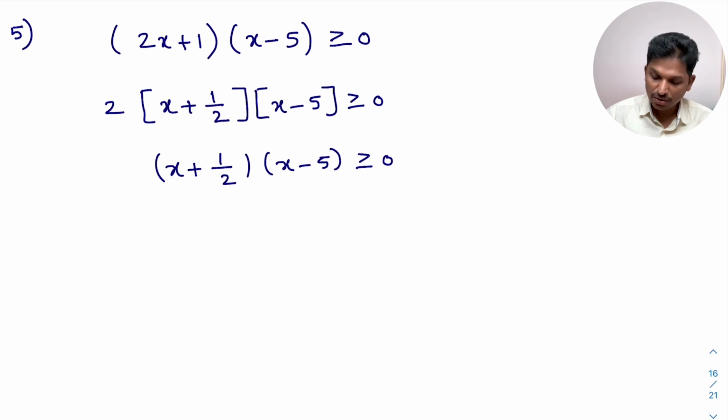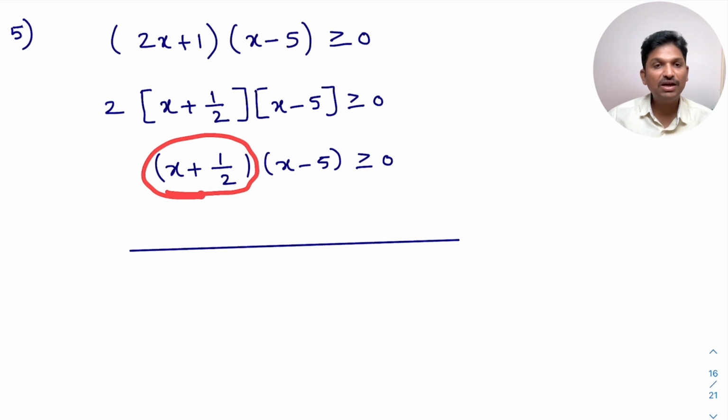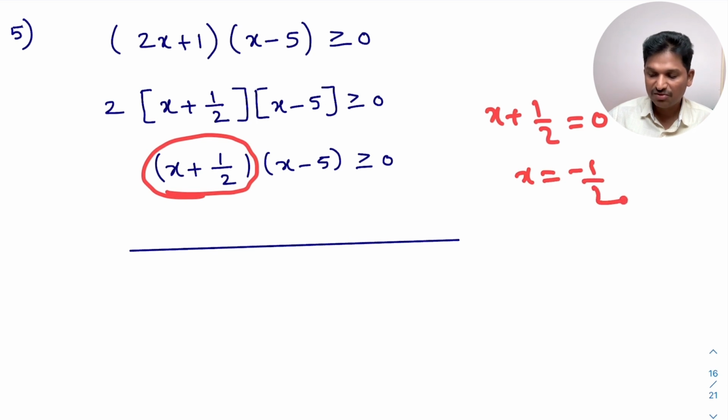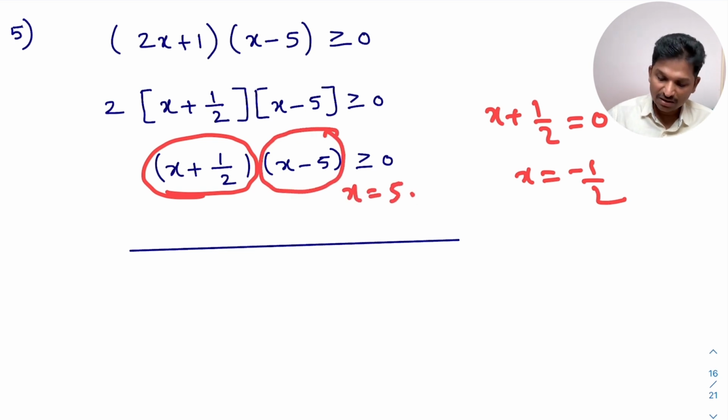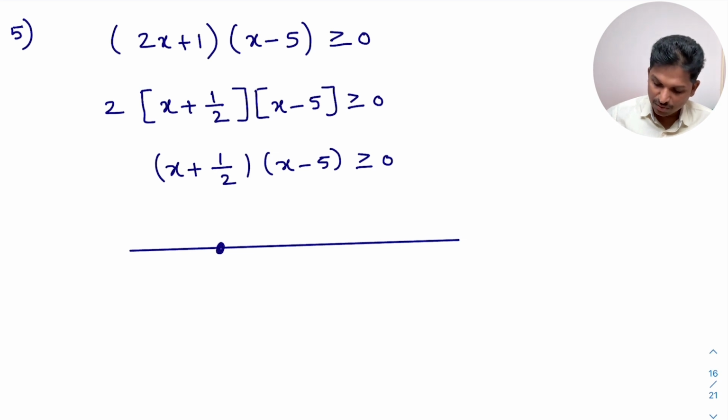So now draw the number line. Equate this to 0. You will get x plus 1 by 2 equal to 0, so x equal to minus 1 by 2, right? That minus 1 by 2 you mark on the number line. Similarly, you equate the other factor to 0 and you will get x equal to 5. So mark these two numbers on the number line: one is minus 1 by 2, another is 5. Now in the rightmost corner you keep plus and then write alternate symbols, minus, plus, like this.